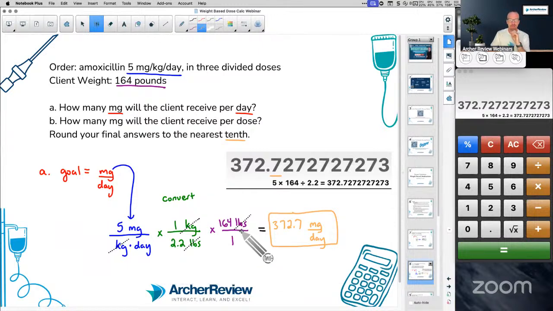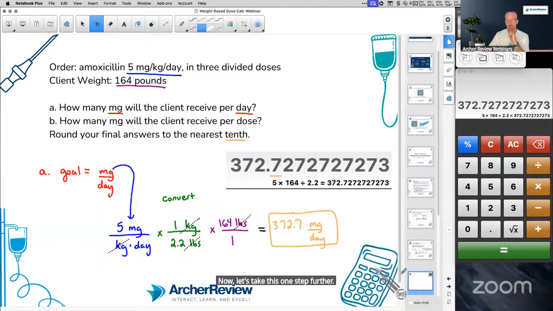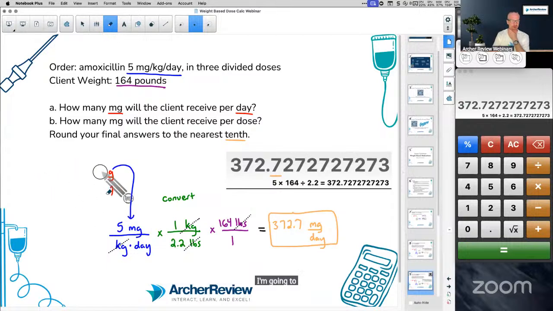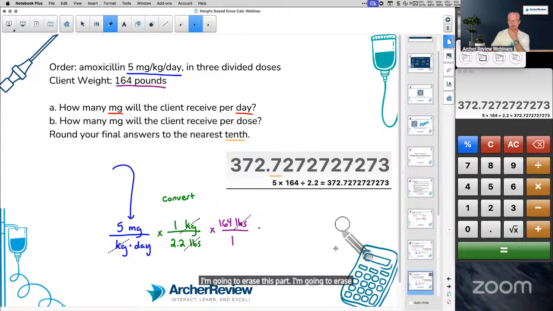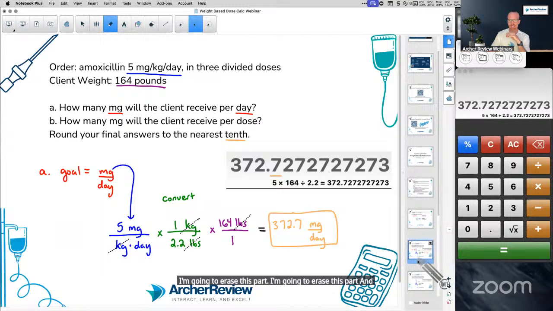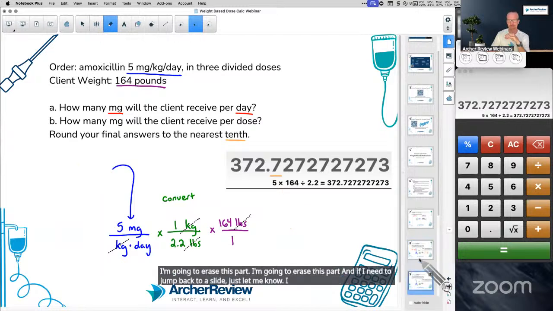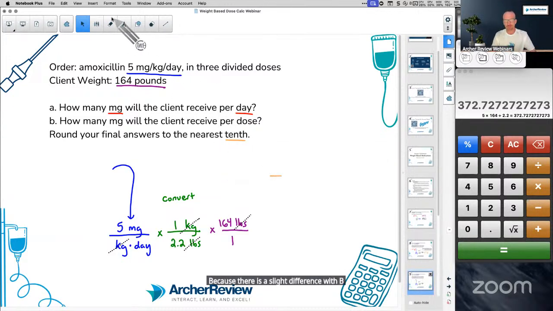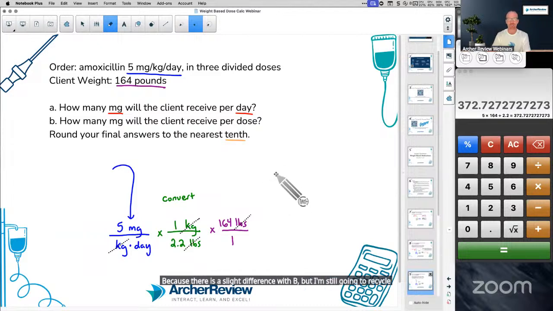Now, let's take this one step further. Let me duplicate this page and I'm going to erase this part. And if I need to jump back to a slide, just let me know. I still got it right there, but I'm going to do B because there is a slight difference with B, but I'm still going to recycle some of the work we've already done.